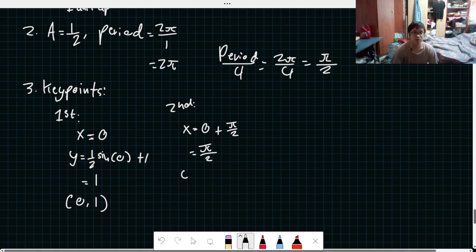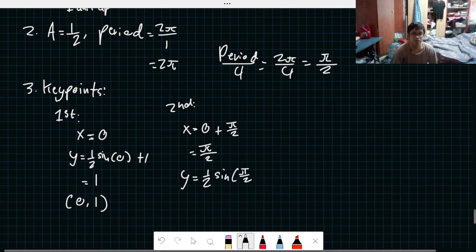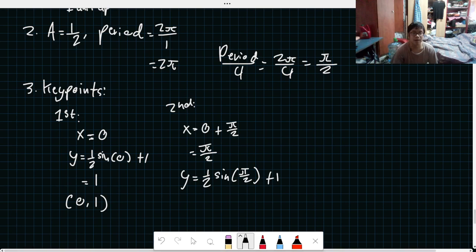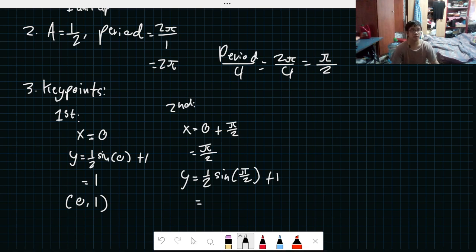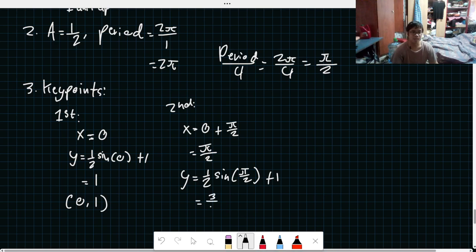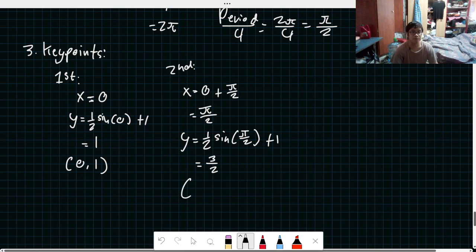Then substituting it into your given sine function, you have 1 half times sine of pi all over 2, plus 1. Pi all over 2 as an input for sine will give you 1. So 1 times 1 half is 1 half, and 1 half plus 1 will give you 3 halves. So you will have (pi all over 2, 3 halves).